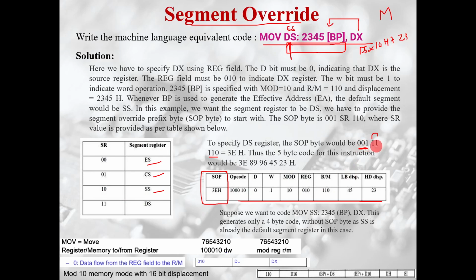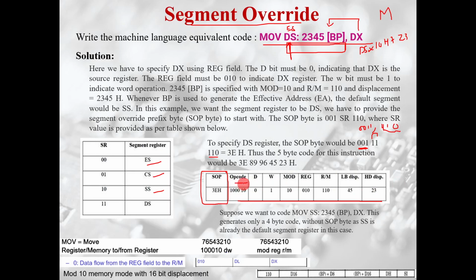So this entire code becomes 0011 and then 1110. 1110 is E, and 0011 is 3. So that's why I get this. This is the prefix. Next comes the standard format.